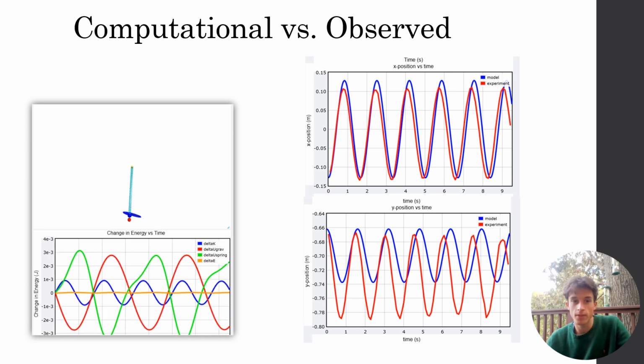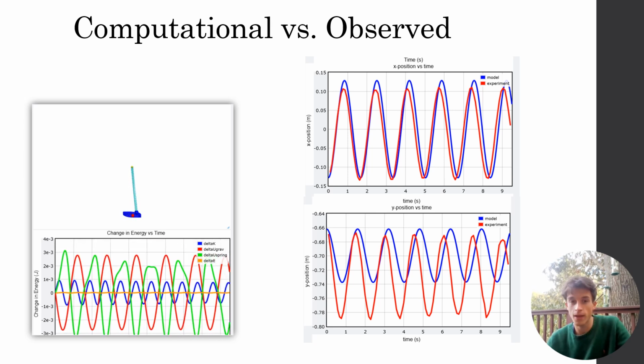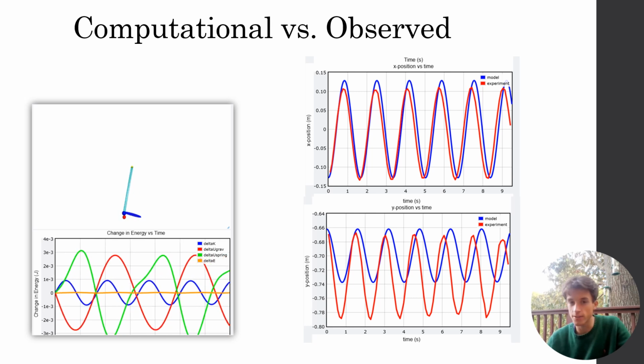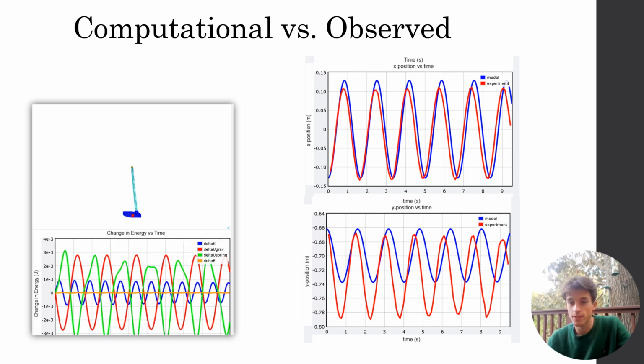In this video, the blue ball is the computational mass, and the red is the observed mass of the experiment, and then you can see the energies over time. As you can tell, the positions start close and then they diverge, showing some error in the model, and there's also this discrepancy in the y position, which I think is due to the initial velocity, but I'll discuss that later.